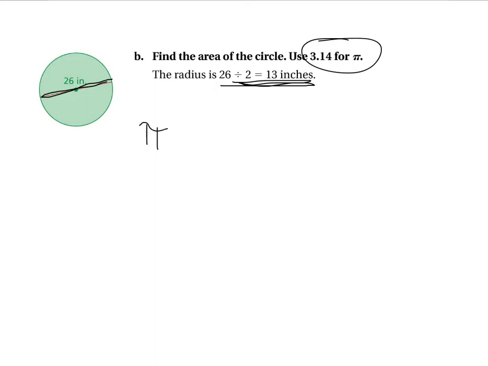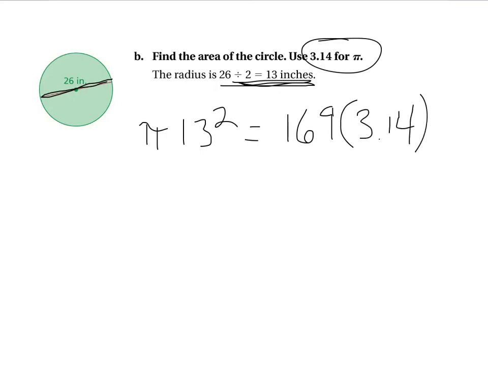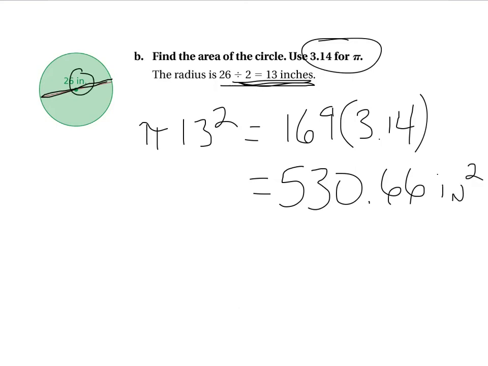Pi times 13 squared. 13 squared is 169, and I'm going to multiply that times 3.14. When I do so, I'm going to get 530.66. This is in inches, so I need to label it inches squared.